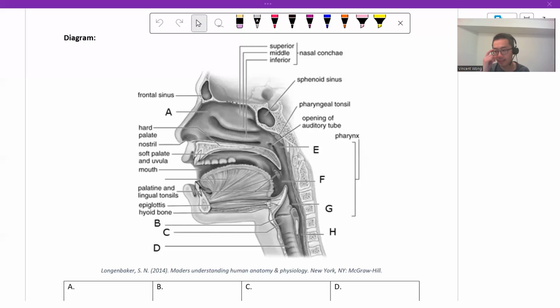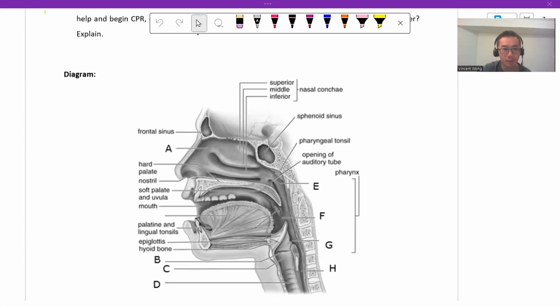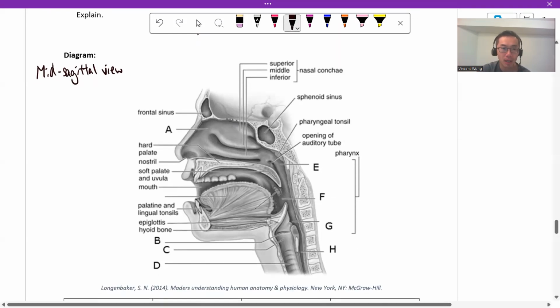Now this here is, if you cut the head right in the middle and then you look at it from the side. Right? So it's the mid-sagittal view of the head. There are a couple of things here that are already labeled.